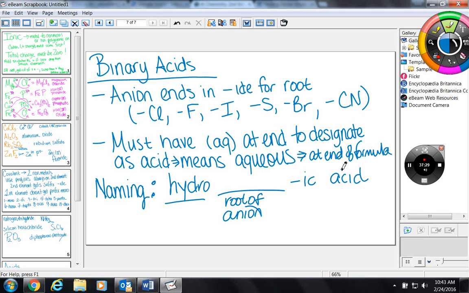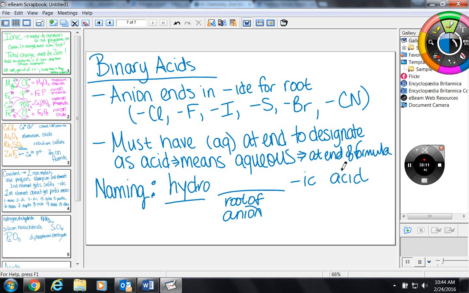So the naming is hydro, then the root of whatever anion you pick, -ic, acid. So, for example, HBr is hydrobromic acid. A tertiary acid does not get hydro. Only those six binary anions get hydro. If it's not one of those, don't put hydro.